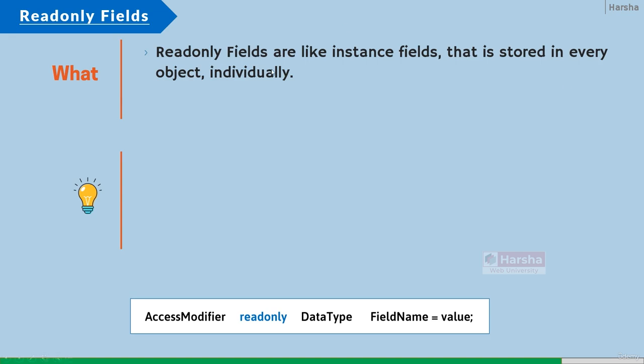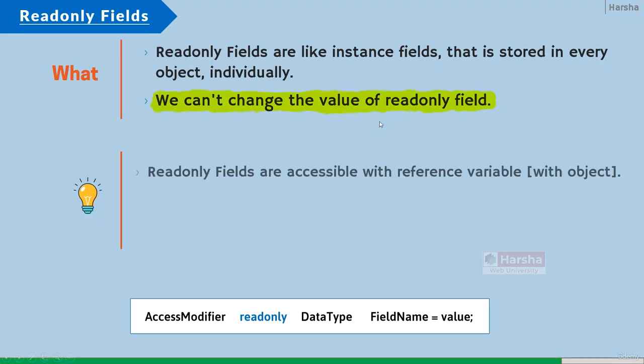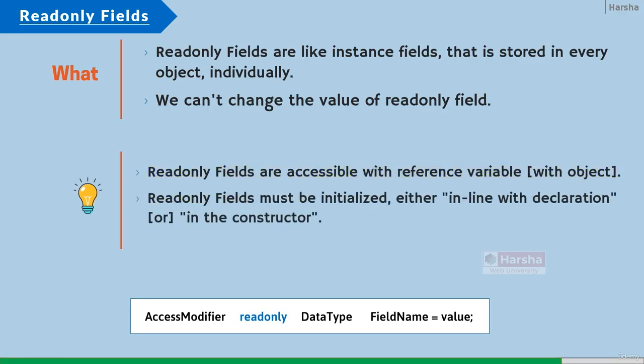So by default, read-only fields are instance fields, but the only difference is the value of a read-only field cannot be modified. And much like regular instance fields, read-only fields are accessible with an object, that is, through the reference variable. The read-only fields must be initialized in either of two places: either in the line of declaration, that means along with the declaration, or read-only fields can be initialized in the constructor.